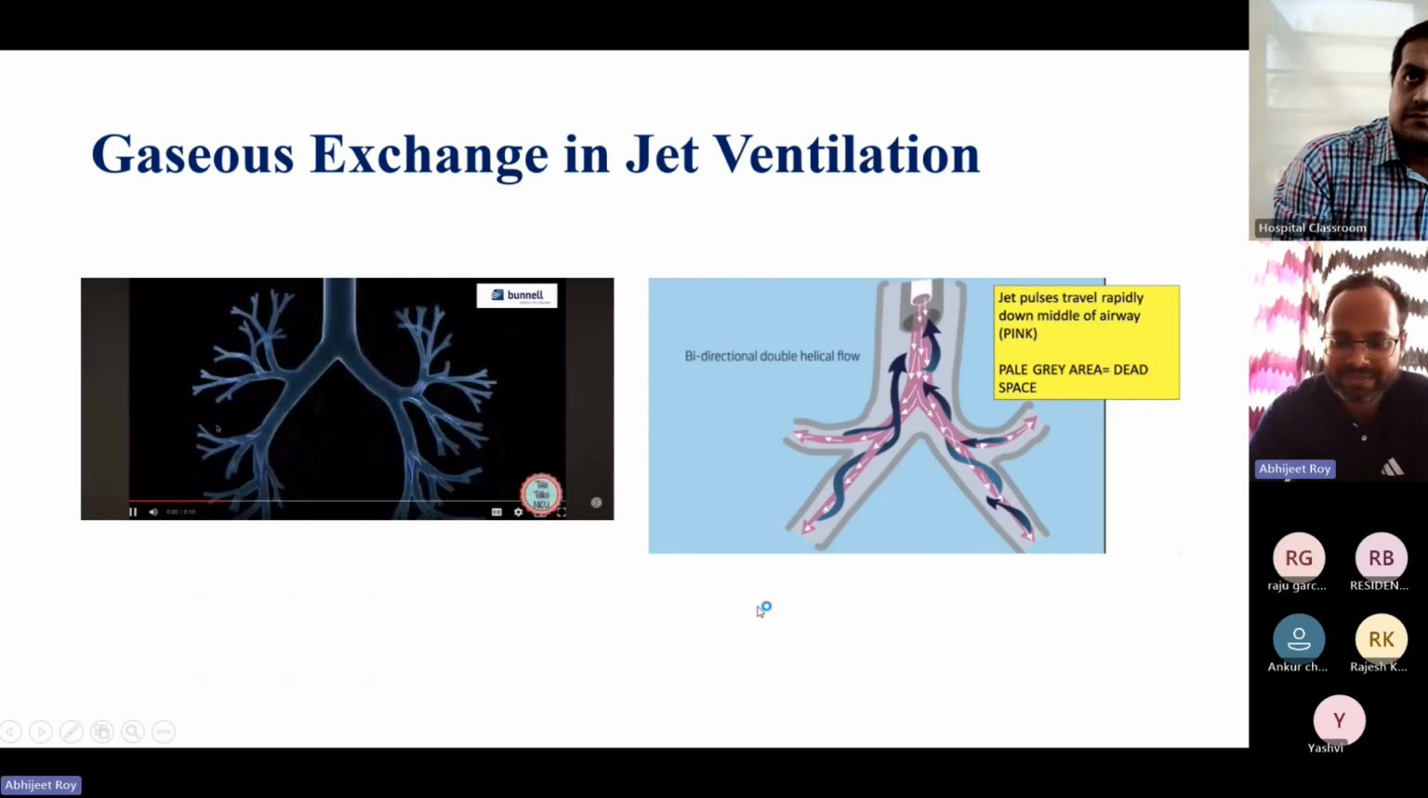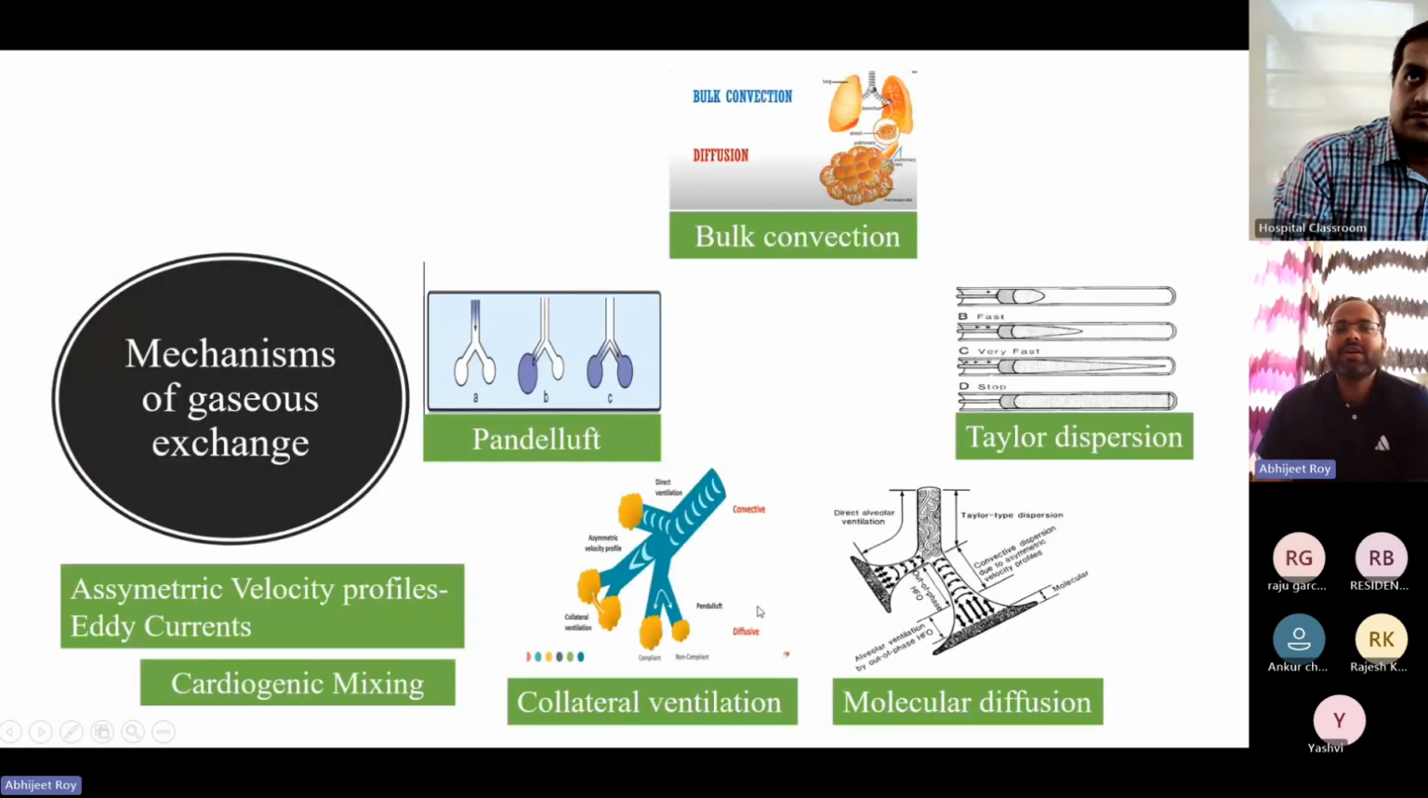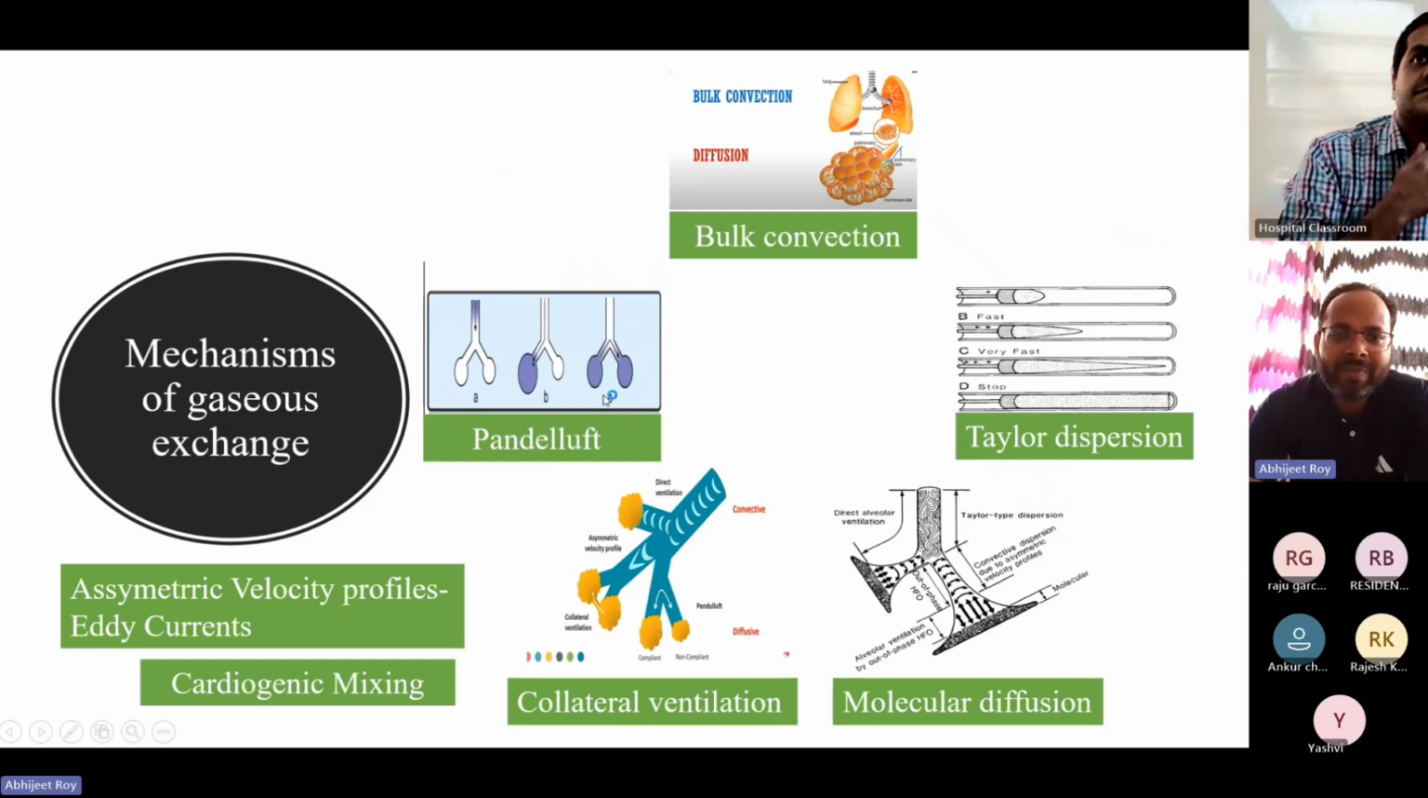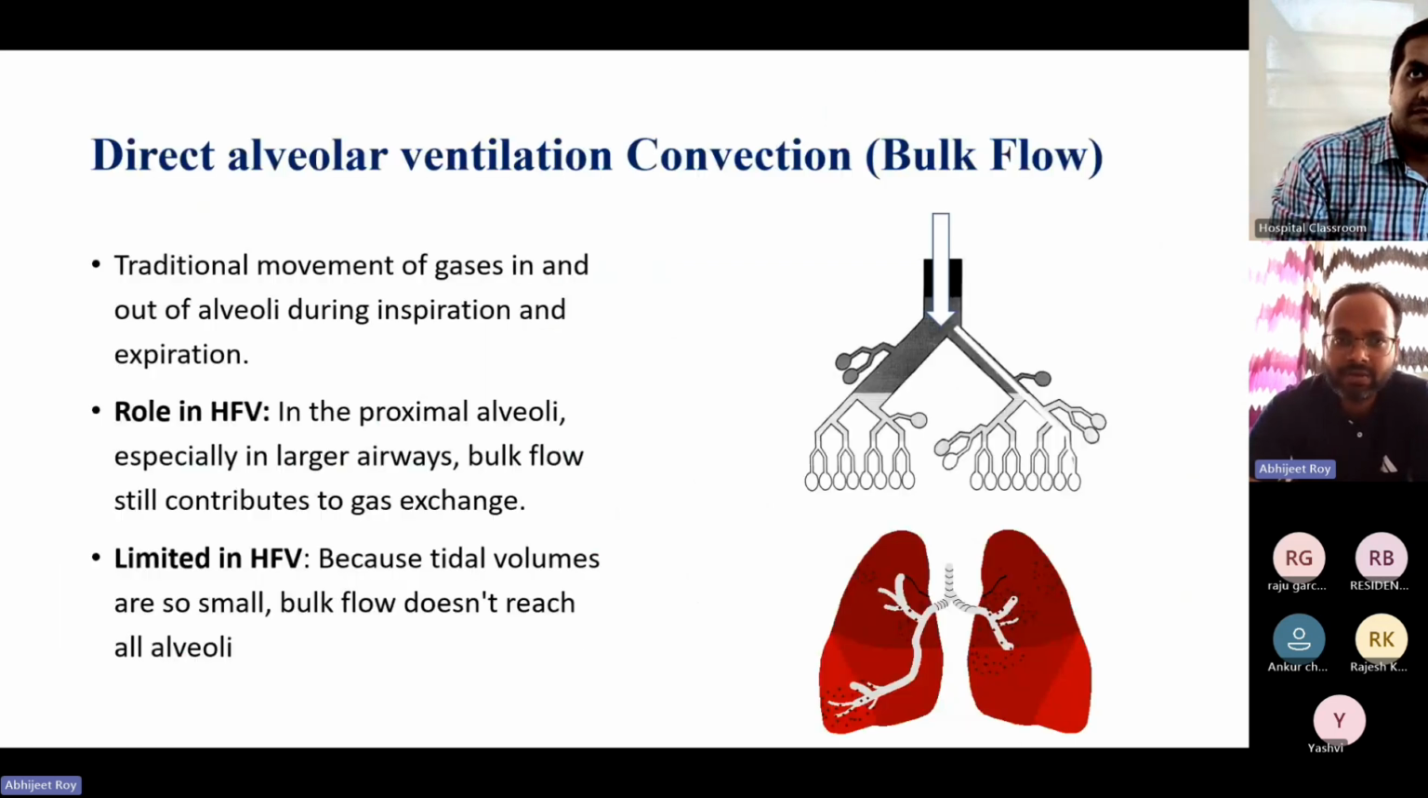I hope you are able to understand. So how does gas exchange occur in high frequency oscillatory ventilation? There are various mechanisms. These include bulk convection. Then one of the prominent methods for gas exchange is Taylor dispersion, and then Pendelluft. The Pendelluft mechanism accounts for almost around 50% of the gas exchange. Then there can be collateral ventilation, asymmetric velocity profiles, or eddy currents. Then there can be cardiogenic mixing and molecular diffusion. So we'll be understanding all of these one by one.